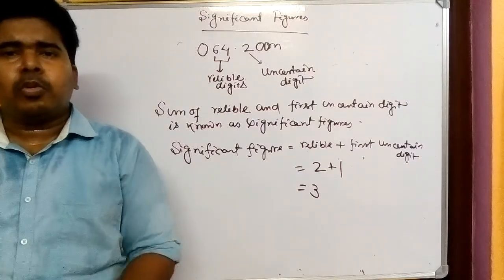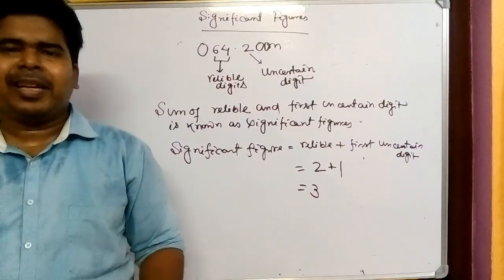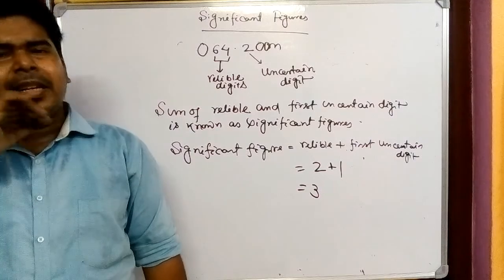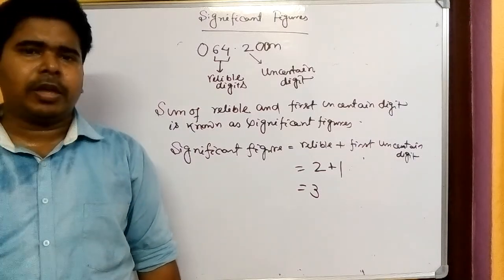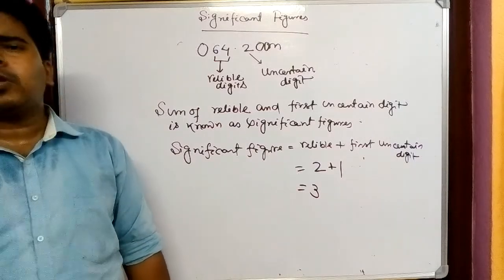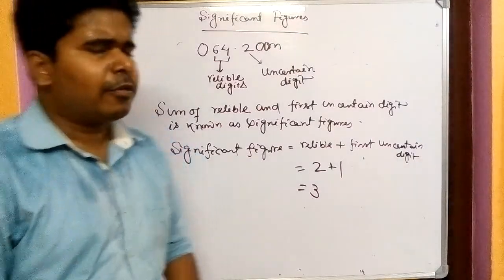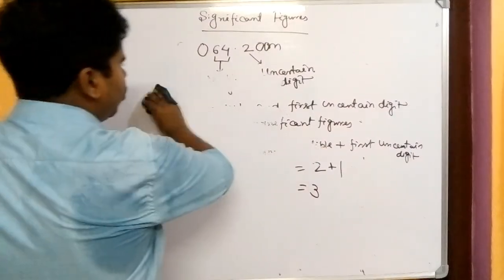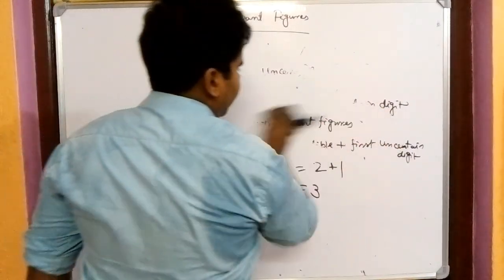So this type of rules are not there. It's a very easy rule. Try to understand. It is not that you have to memorize. If you understand it and practice some numericals, then the rules are very easy for you. Let's see what rules we're going to discuss here.